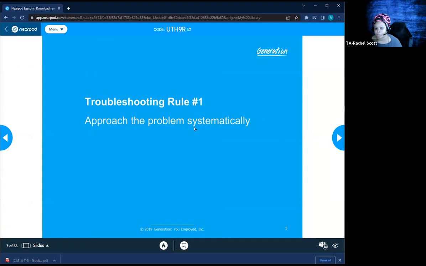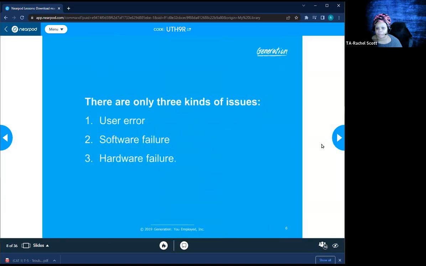Troubleshooting rule number 1, approach the problem systematically. So there are only 3 kinds of issues. And who can name those 3 issues for me? User error, software failure, and hardware failure.